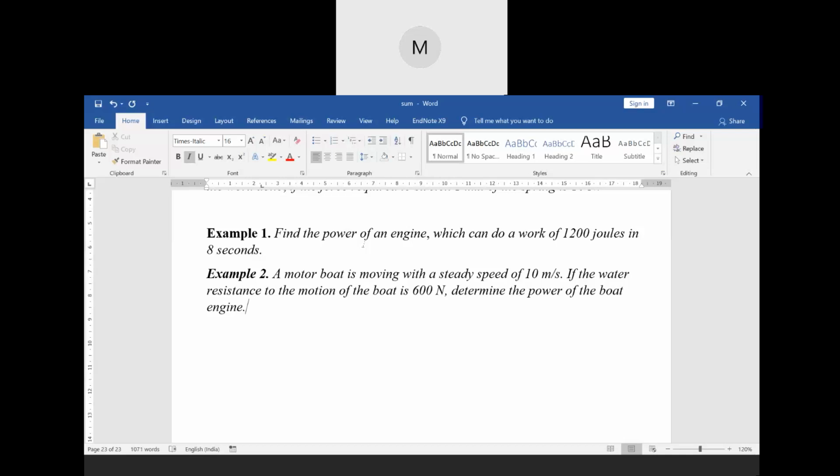Okay, can you solve it? So power is work done per unit time. So you have to find out first. In the first case, the work done is given, so you simply have to find out the power. But in the second case, you have to find out the work done from the force, and then find out the power.